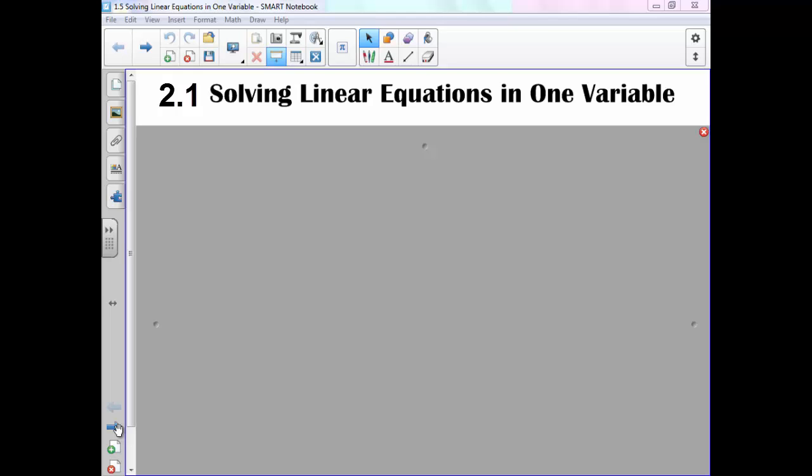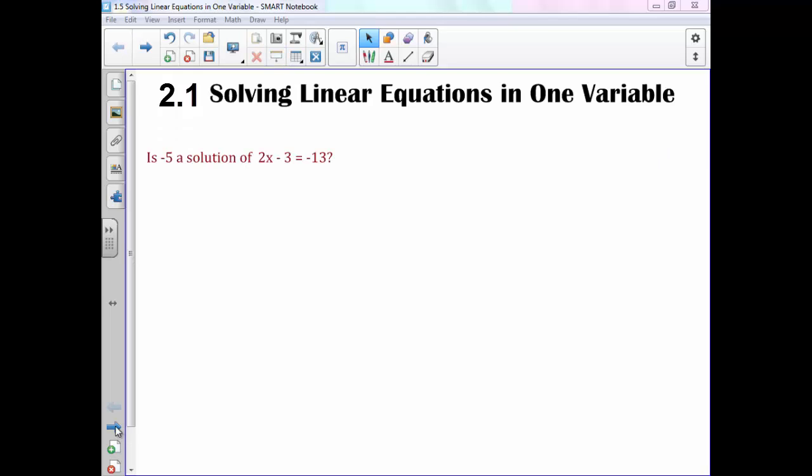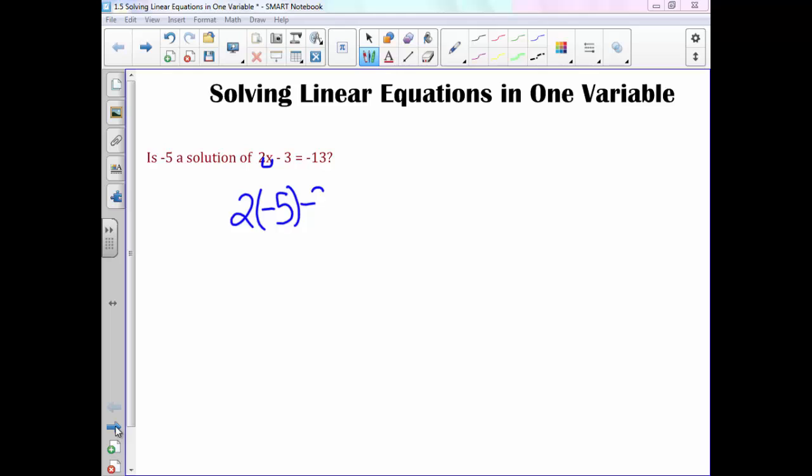Solving linear equations in one variable. So we're going to start by looking at, is negative 5 a solution to this equation? What we need to do is plug in our negative 5 for our variable and see if it works. So 2 times negative 5 minus 3 equal to negative 13.